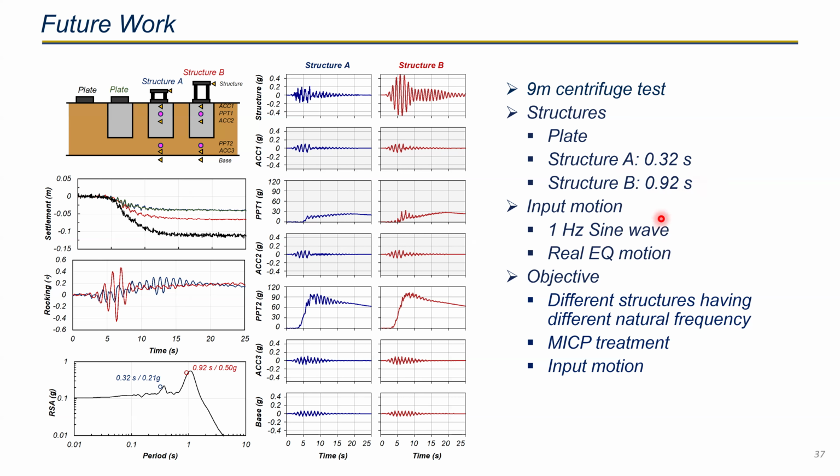And we loaded various types of loading. First, 1 Hertz sine wave, the simple basic one to get the clear data trend. And we also loaded the real earthquake motions. So from this study, we are trying to get the effect of the different structures having different natural frequency and different MICP treatment and different input motion on the soil structure interactions of the MICP treated sand.